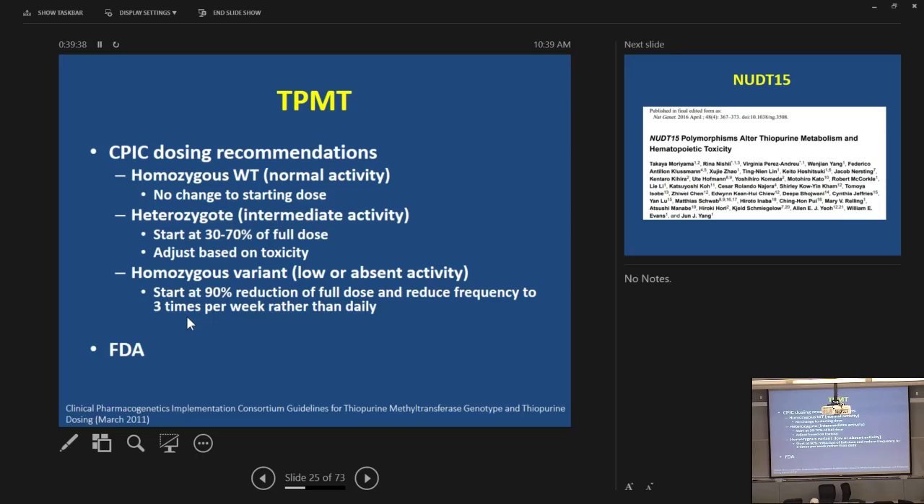If you look at the CPIC guidelines, they get a little complicated, so I didn't put the whole thing in here. But if you look at the CPIC guidelines for TPMT, and treating patients with either azathioprine, 6-mercaptopurine, or thioguanine, right?